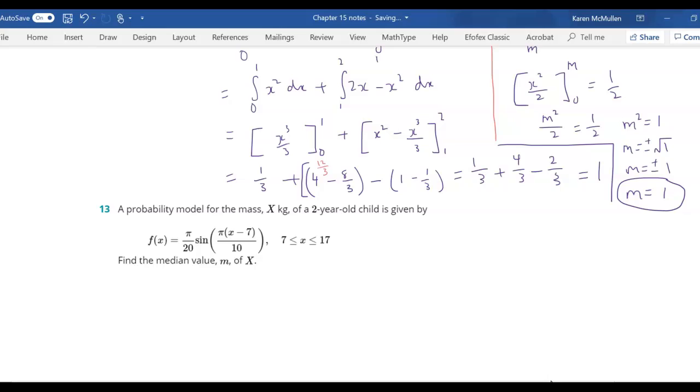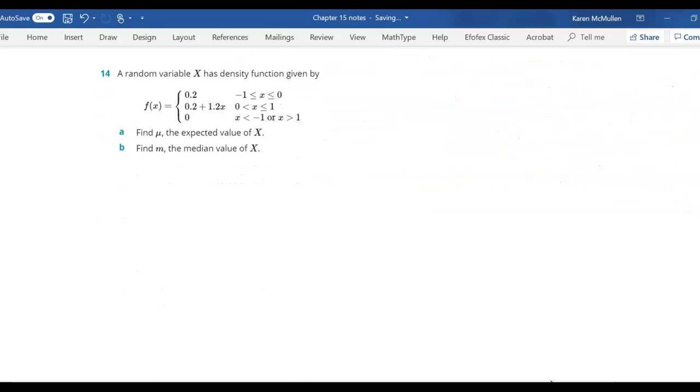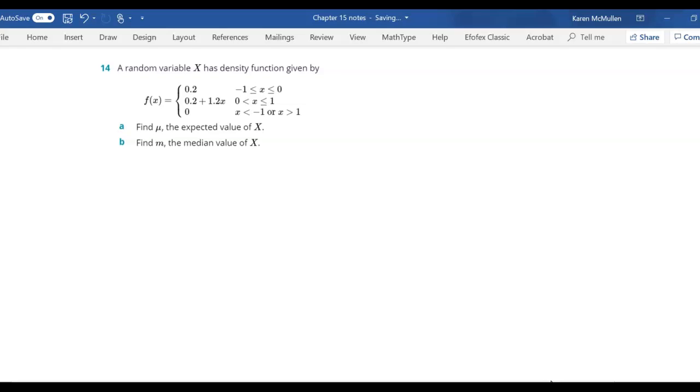All right, I'm going to skip question 13 for now because question 14 is quite similar. So let's do that and then we'll come back to 13. All right, so question 14, very similar. So if you want to press pause and do it on your own, please do.